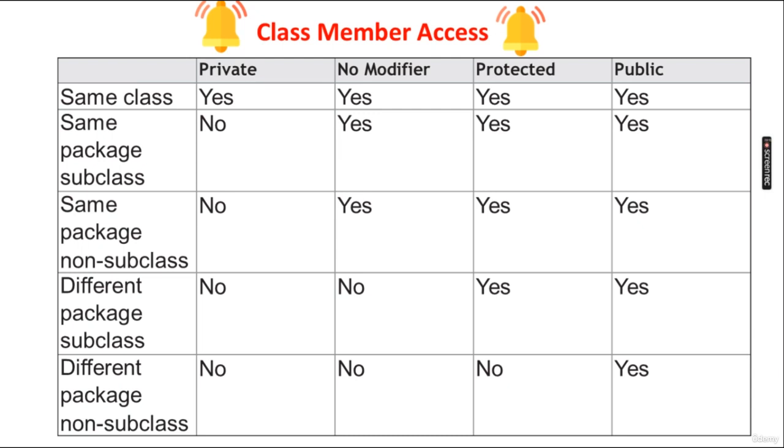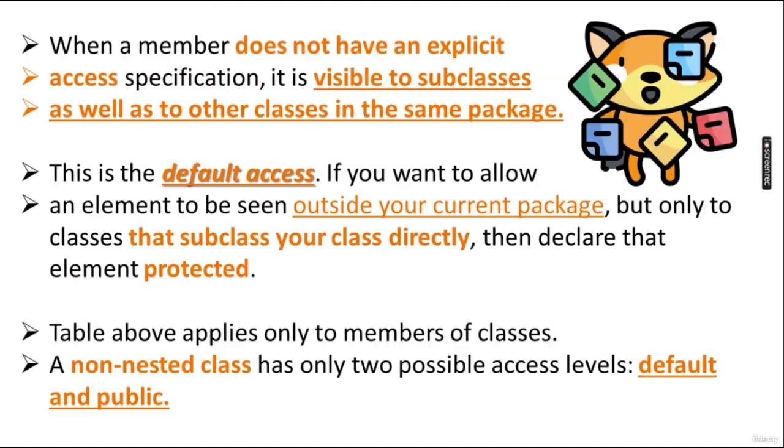Private member, different package non-subclass, not accessible. No modifier, default access member, different package non-subclass? No. Protected member, different package non-subclass? No. Public member, different package non-subclass? Of course, public is accessible everywhere. Okay.